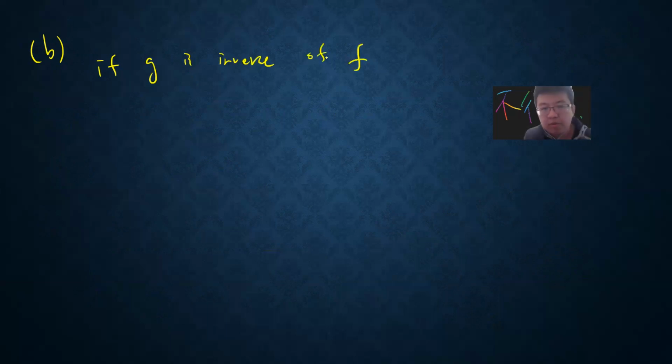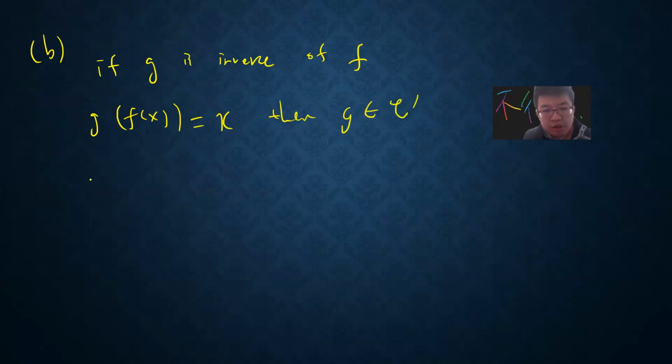Part B says that if g is the inverse of f, now I can define g, the inverse of f, on V. By definition, g of f of x equals x. Then g has the following property: g prime is continuous.